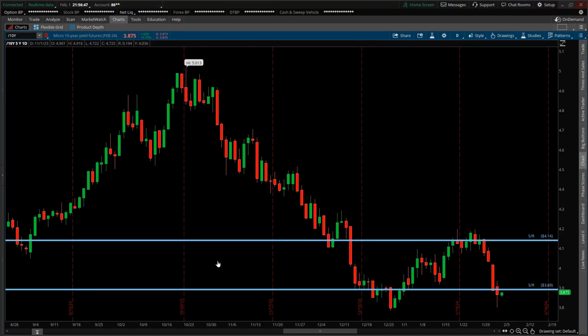Today's Thursday, February 1st, and this is a chart review on a position I'm currently holding involving the micro 10-year yield futures. Ticker symbol is /10Y, and as of the time of this recording, the spot price is quoted at $3.87. And since the futures market started trading earlier this evening at 6 p.m. Eastern, the yield is up almost 3 cents.